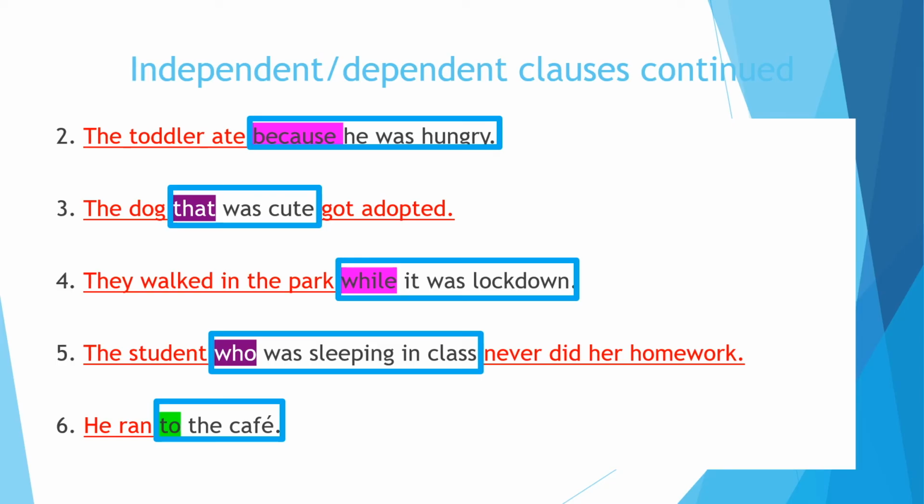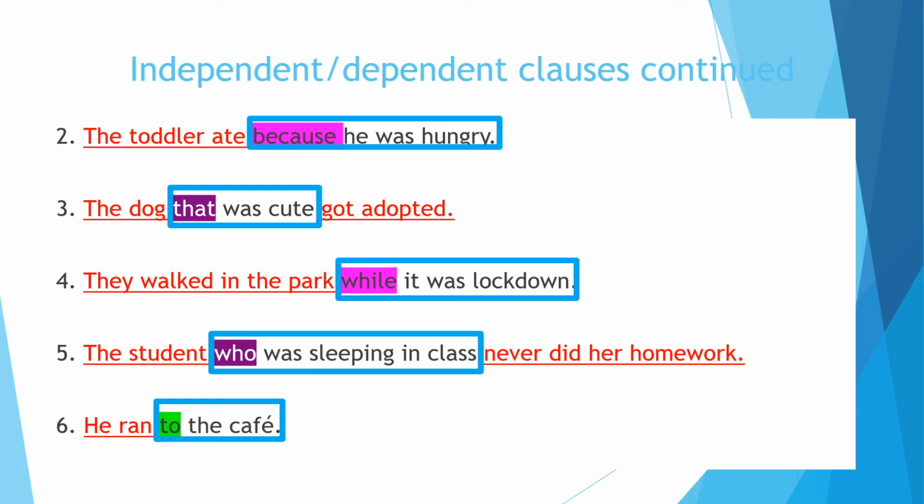Number 3, the dog that was cute got adopted. That is a relative pronoun. That marks off the dependent or subordinate parts of our sentence. Let's check if the dog got adopted is our main or independent clause. Does it have a subject? Yes, the dog. Does it have a number? Yes, there is one dog, so therefore it is singular. Does this part of the sentence have a tense? Yes. So, the dog got adopted is the main or independent clause, and that was cute is the dependent or the subordinate part of the sentence.